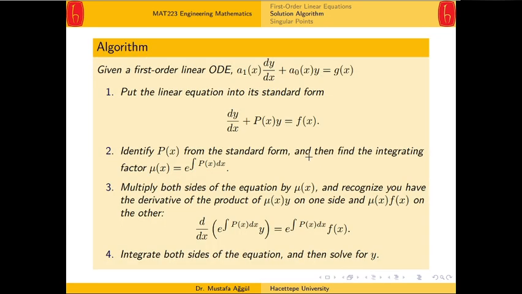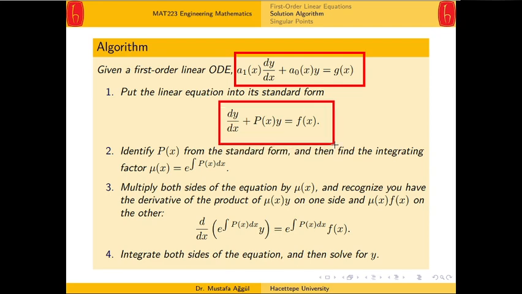Next, the algorithm. Given a first order linear ODE in this form, the first step is to put the linear equation into its standard form, and this is our standard form. Then identify p of x, which is there in the standard form, the coefficient of y, and then find the integrating factor mu of x equal to e to the integral p of x dx. When we do that, we will find the integrating factor mu of x, and then multiply both sides of the standard form.